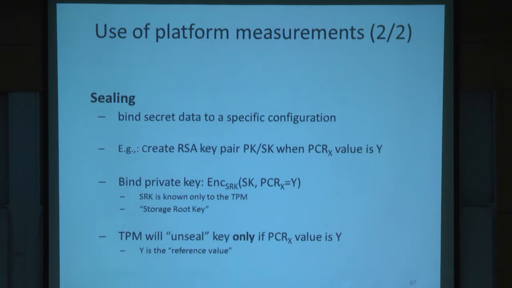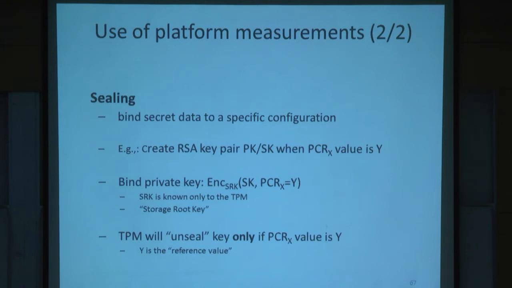The second use is what's called sealing. This is the case where you want to store some secret information, and you want to say that this secret information is available for use only if the system is in a certain configuration. And this could be, for example, you can separate between creators. So let's assume that there is an RSA key pair PK, SK that's created when the system is in a certain configuration, represented by a PCR X. So there are multiple PCRs, but one particular PCR has a certain value, and that might be the result of booting a specific operating system like Windows 8 version blah blah blah, and having run a certain set of applications.